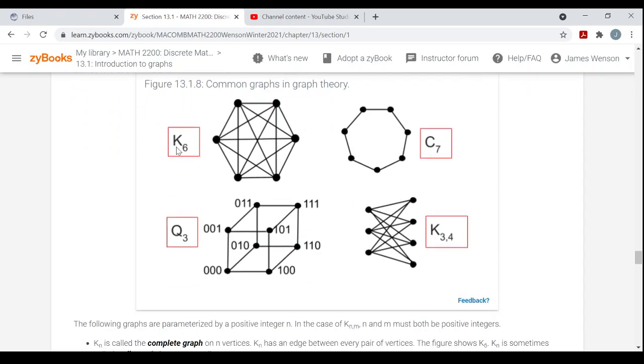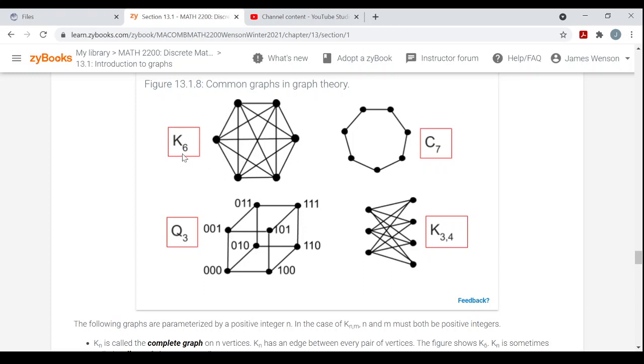So you see this K here. Now I know it's weird, but they use C for something else. K is called a complete graph. I guess you could say K for complete, even though complete begins with a C. And the subscript just tells you how many vertices there are. Now a complete graph means that every vertex is adjacent to every other vertex. So in a K6 here, all 6 vertices are adjacent to the other 5.